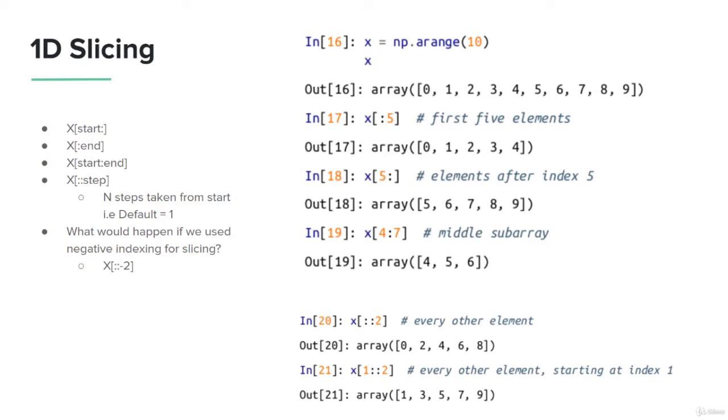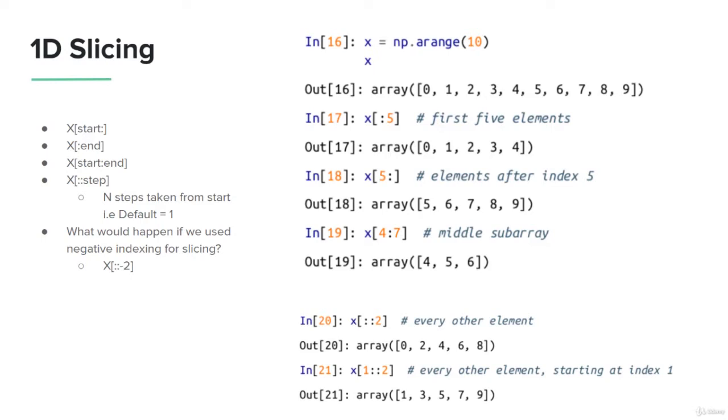If you just want to have a starting point and read the rest of the array, we're going to just have a starting point and the colon. If you just want to have an ending point, it will start from the very first element and go to the ending index, and so on and so forth. So let's look at the code on the right side.